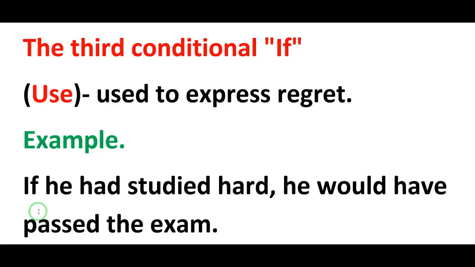For example, if he had studied hard, he would have passed the exam. It means that he didn't study hard and he was examined, but he didn't pass it. He failed. Can he come back to studying and get the full mark? No, it's something done. So he regrets that. So in this case, if consists of what?